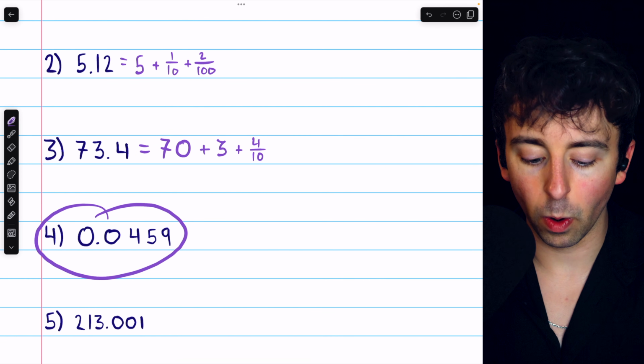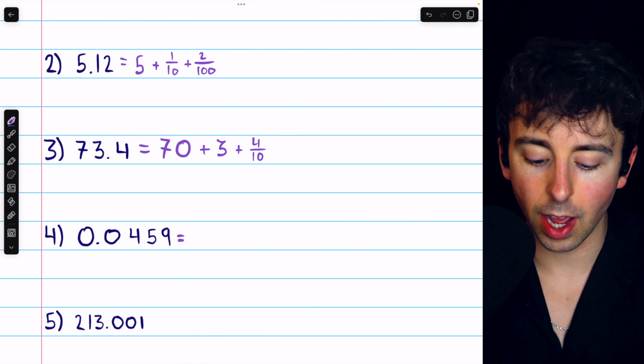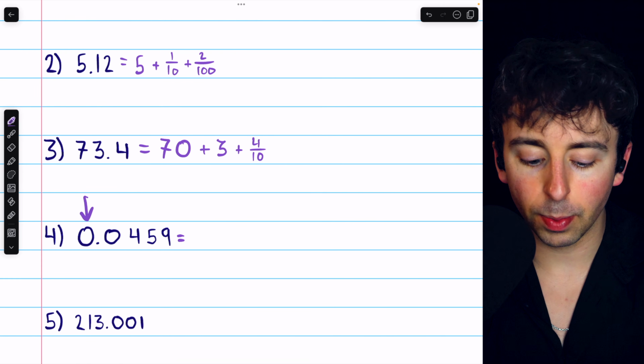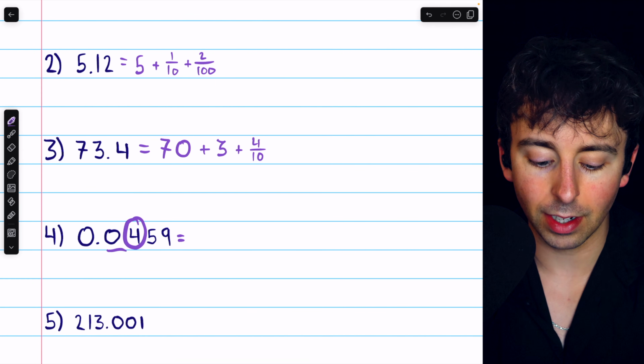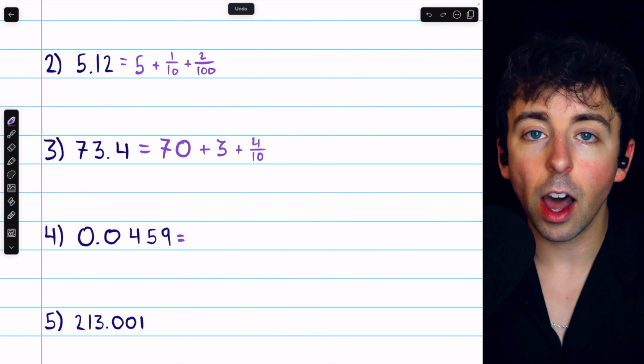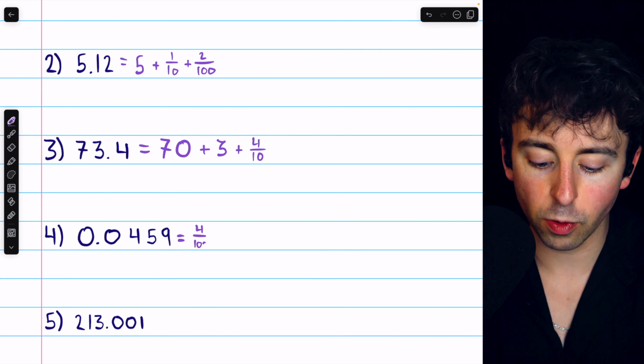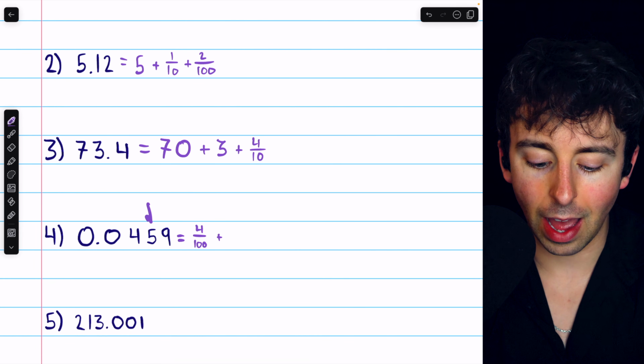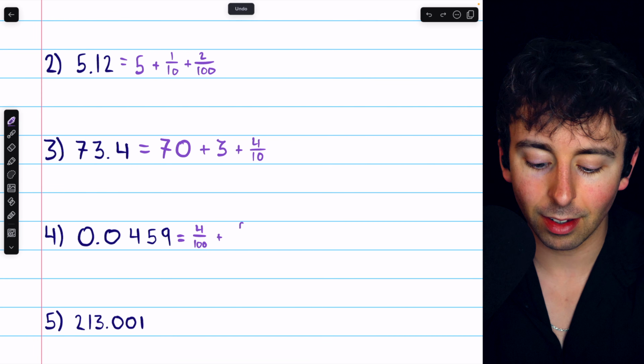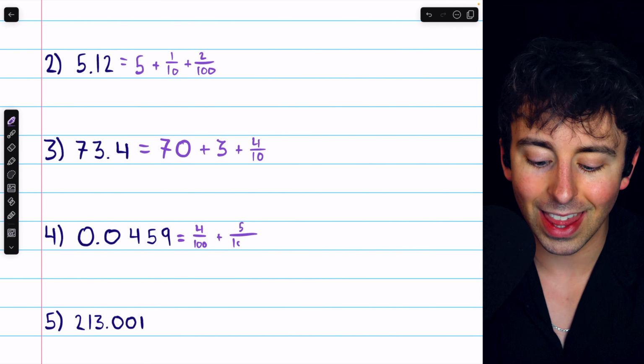Next is example 4, 0.0459. We have nothing in the ones place, we've got nothing in the tenths place, so we're starting here. That's 2 places to the right of the decimal point, which is in the hundredths place. So this is 4 over 100. The next digit is 5, that's in the thousandths place, so this is representing 5 thousandths.